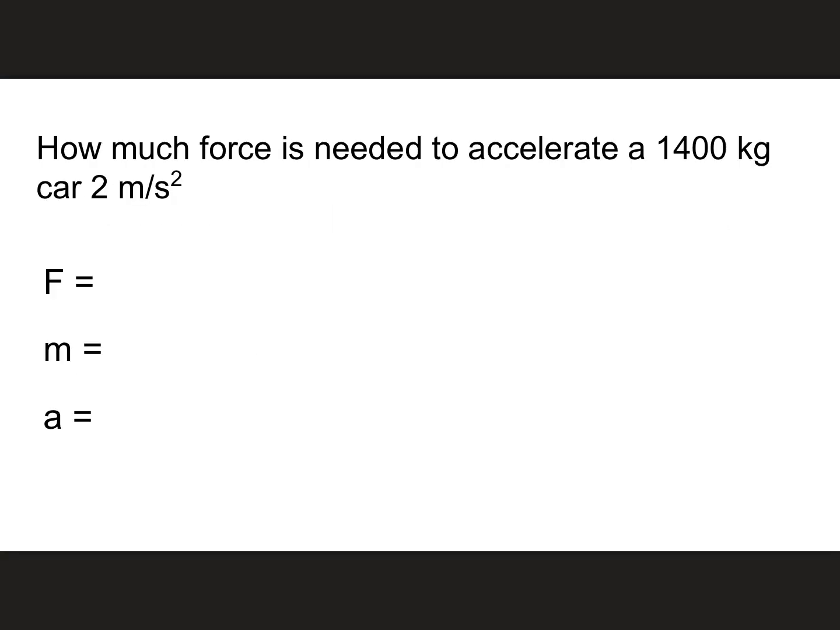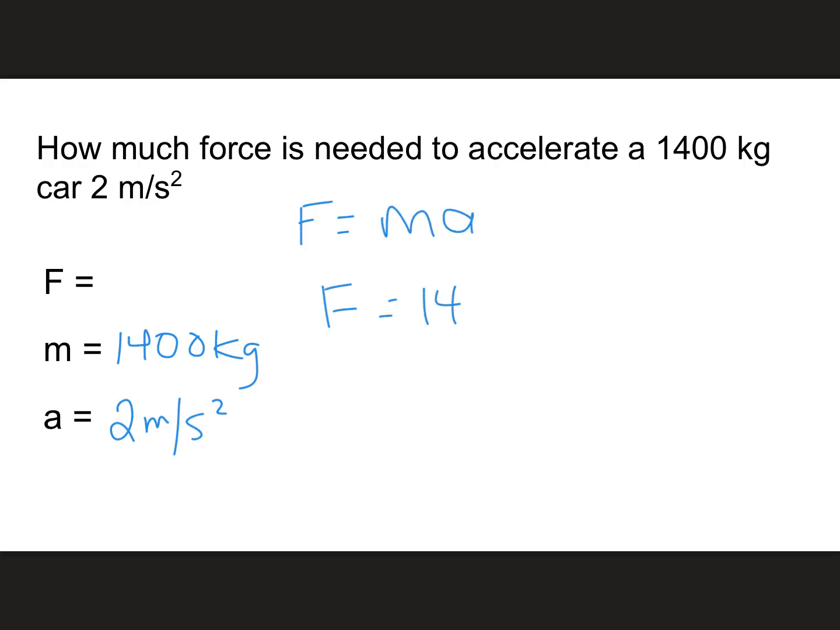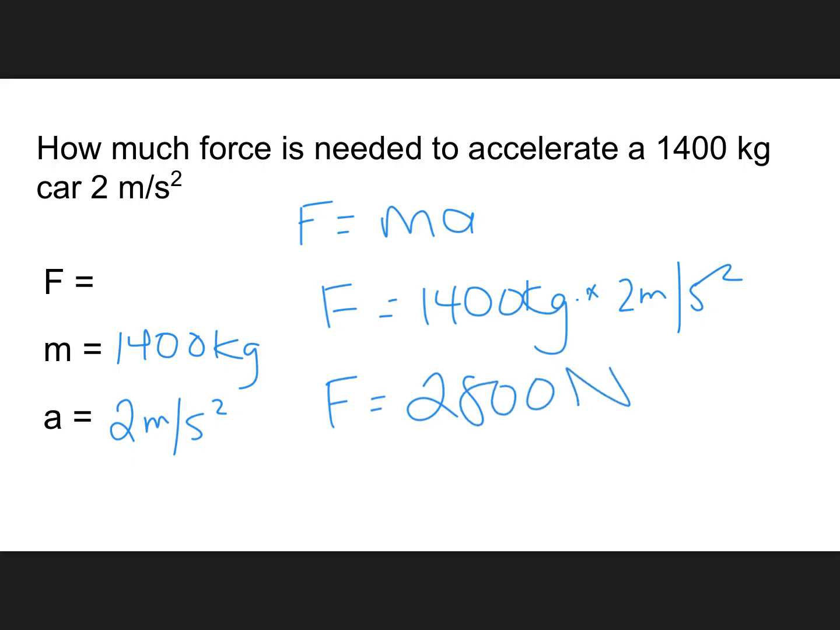So let's look at this example. This says how much force is needed to accelerate a 1,400 kilogram car 2 meters per second squared. So first, I'm going to fill in the information I know. I know that 1,400 kilograms goes with my mass. I know that my acceleration is 2 meters per second squared. Now I'm going to write my equation, which is F equals ma, and the force equals 1,400 kilograms times 2 meters per second squared. That means my force here is 2,800, and remember my unit is newtons.